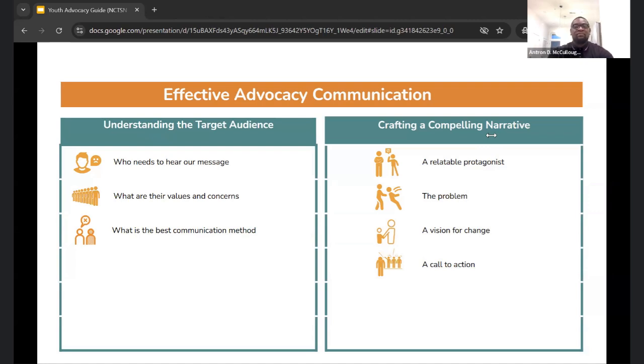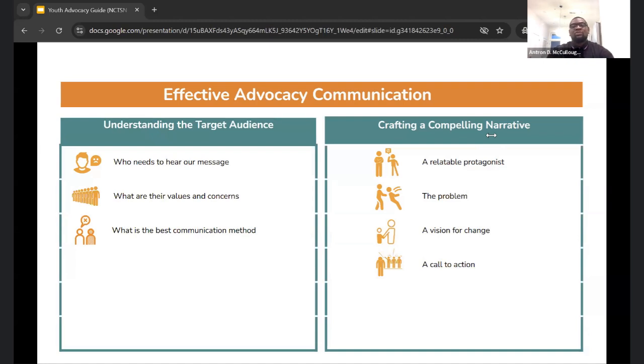And then finally, what is the best communication method? Some audiences respond to storytelling while others prefer data-driven arguments. So by understanding our audience, we can craft a message that really resonates emotionally and intellectually, increasing the likelihood of support. But how do we craft that message into a compelling narrative?